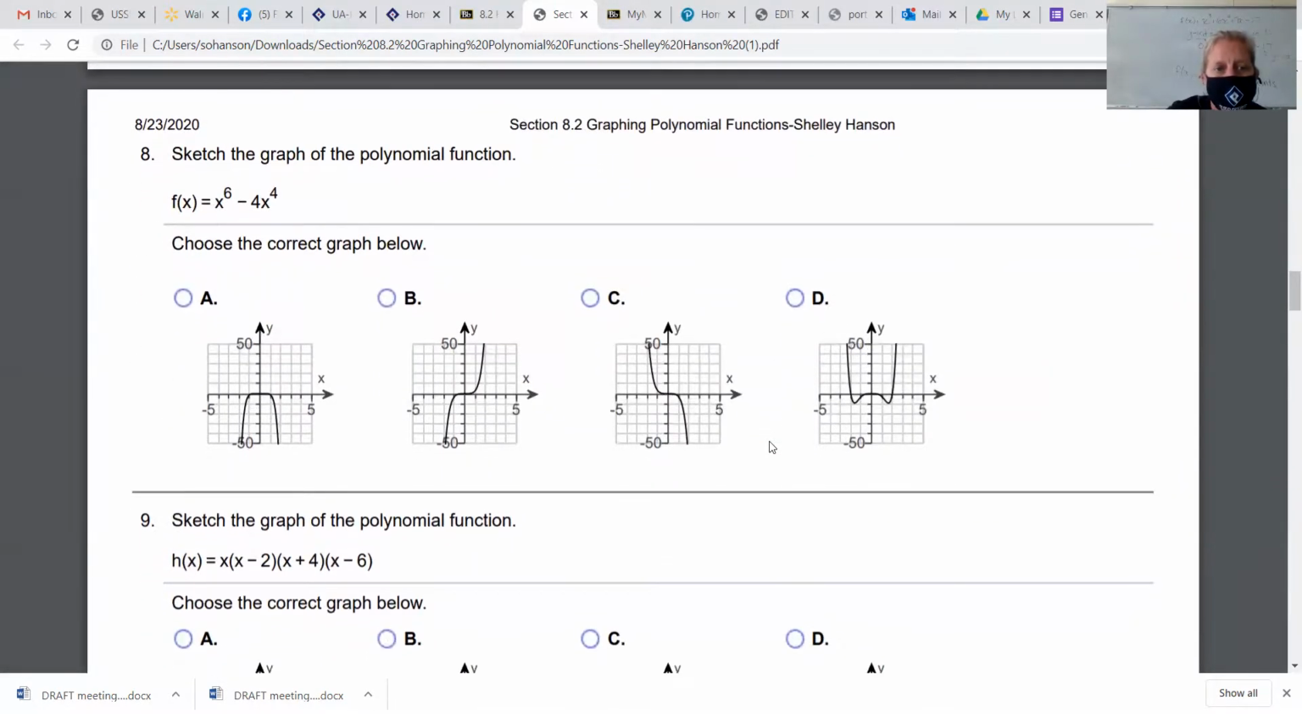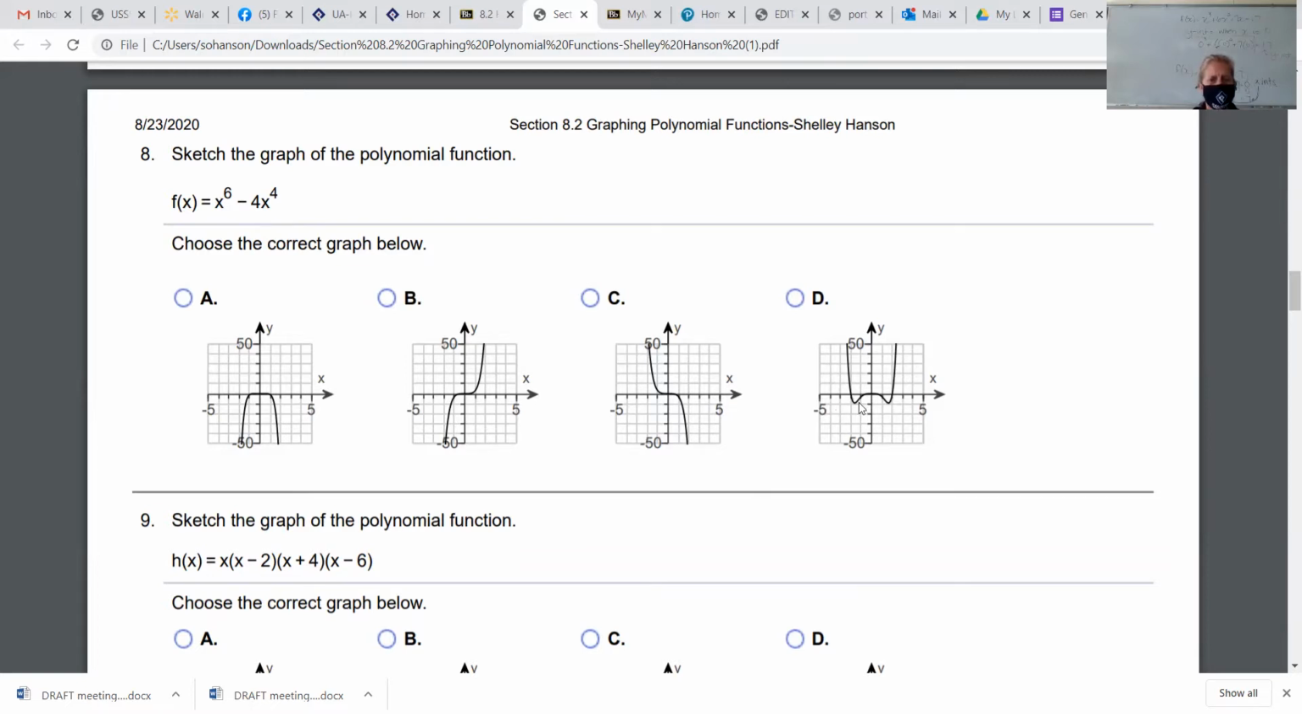Number 8. In end behavior, my highest exponent is a 6. So that's even. Either both up or both down, which is good. That means it's not B or C. Is my end behavior positive or negative? Well, x to the 6 is a positive end behavior, right? Which means what should happen at both ends of the graph? They should both be going up. If you are even and positive, you're both going to go up, which would be D.